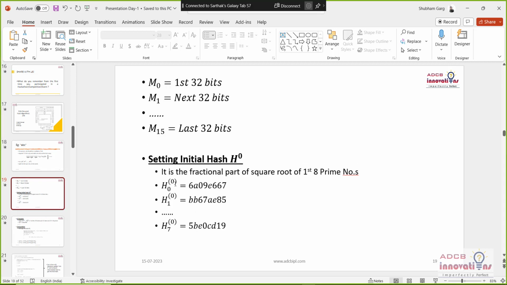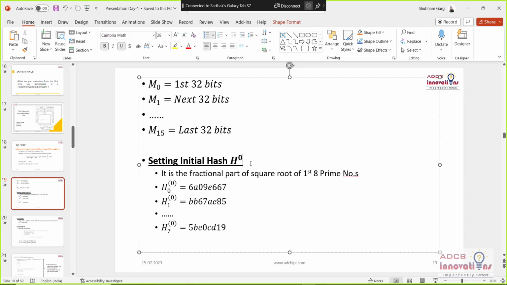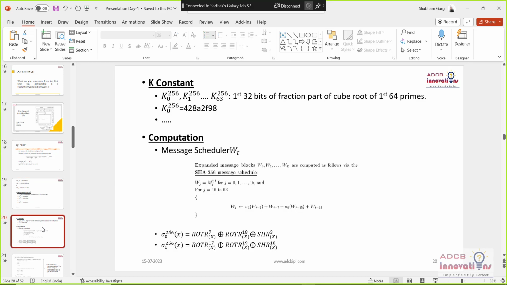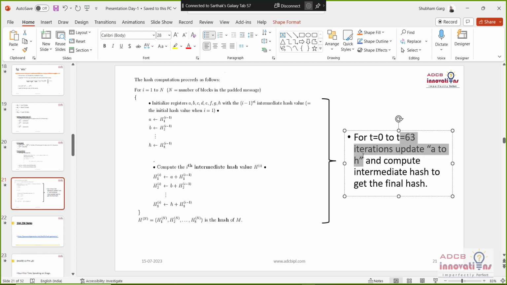First of all, there is the initial hash, h0, for the initial iteration. When i is 1, that is for the first iteration, it becomes h0 of 0, h1 of 0, and when the iteration increases, it becomes h1 of 1 and so on. The hash is computed for i equal to 1 to n, where n is the number of blocks in the padded message. It is iterated from T0 to T63, and these iterations update A to H.